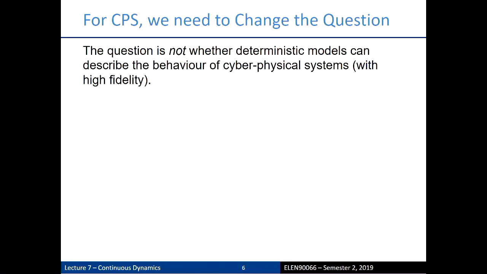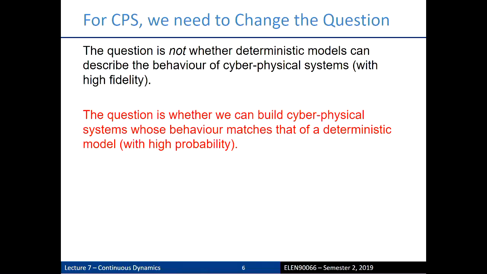The question is not whether deterministic models, so ones we can predict, describe the behaviour of these cyber-physical systems, okay? The question is whether we can build systems whose behaviour matches that of a deterministic model. That's our focus as engineers, to build stuff. So if we have a deterministic model and we can make something based on it, that's great, because it means it's deterministic. We can predict its behaviour, right? It's very different to science, looking at nature and trying to make some model out of it.